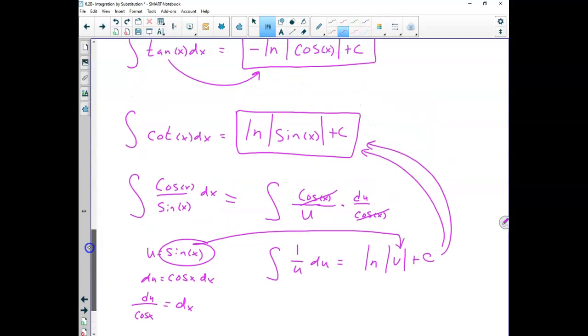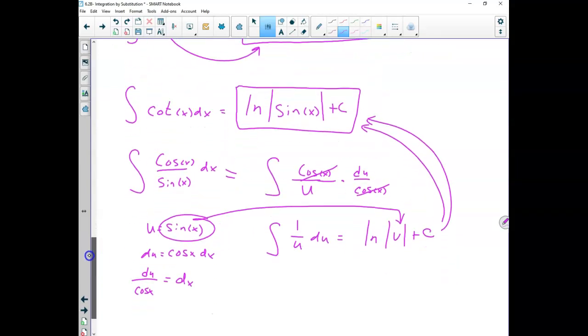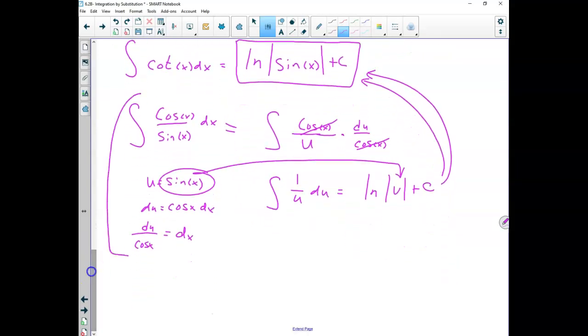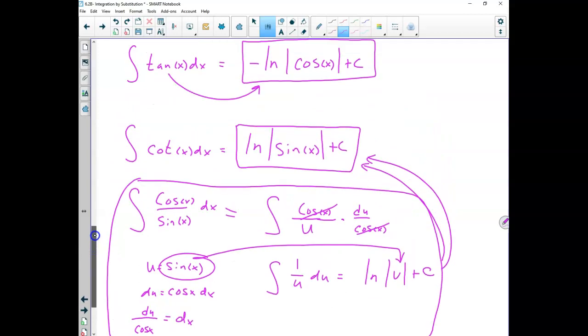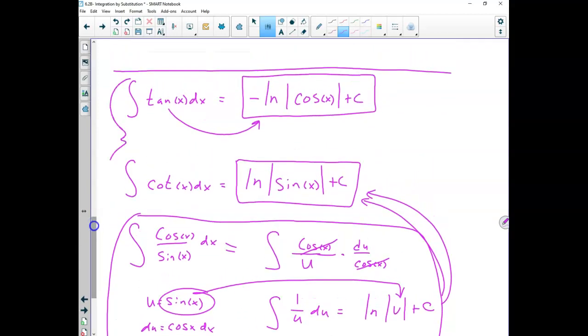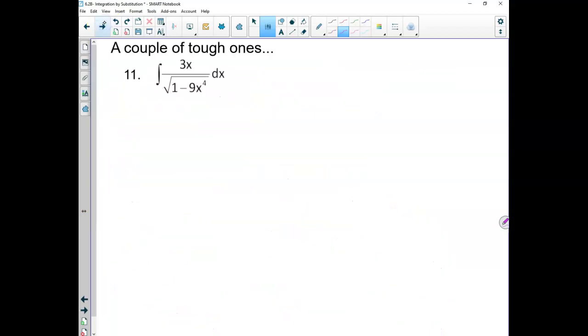So those are two that, if you don't want to go through what I just did every time you run into a cotangent, that's fine. Then you memorize these two new rules right here, and you write them down on the sheet, and you take care of them. Okay? And we're going to move on. A couple tougher ones here. We got two more, and then we're going to be done.